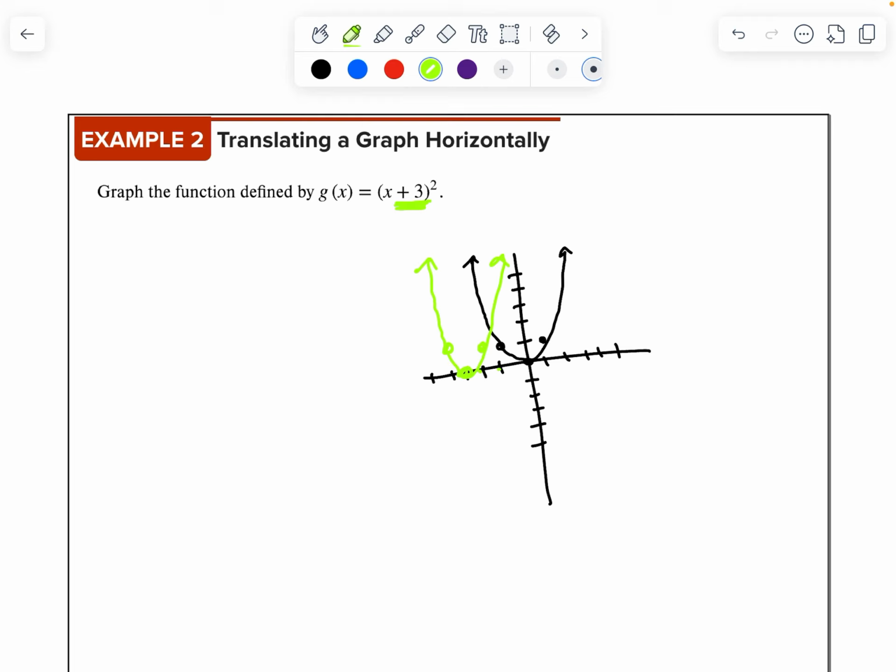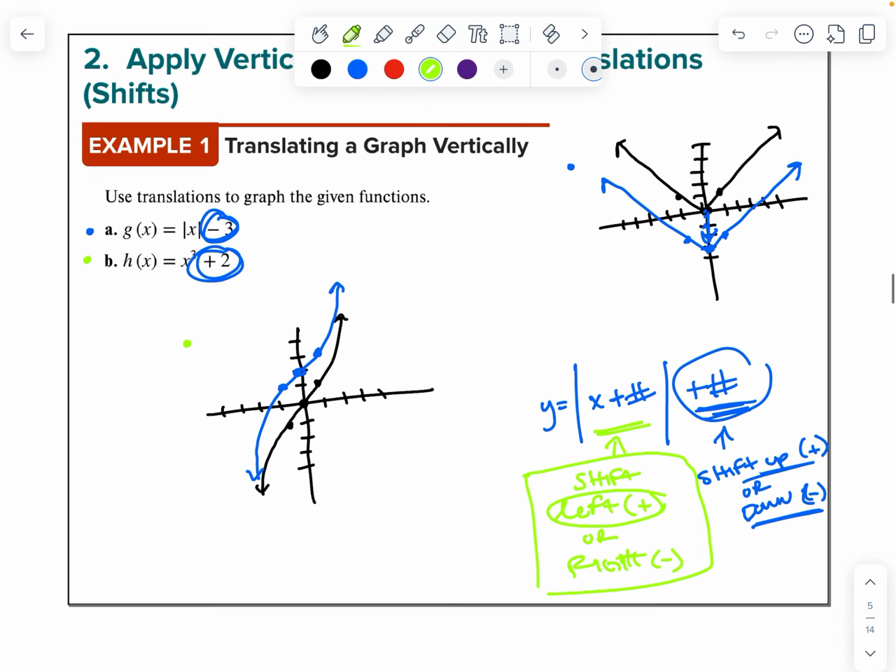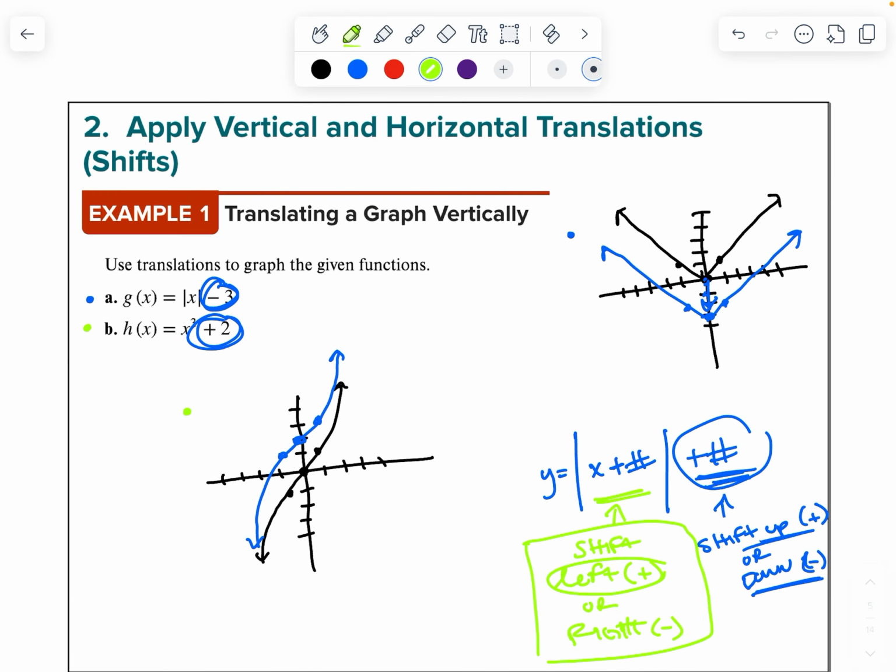And notice that I just took this entire graph and shifted it left 3. I took every single one of those points and shifted them left 3. I should have been noting this as we go, but the colored graph that I'm doing is the one that we're trying to graph. The same thing here. The black ones are the parent functions. The colored ones, the blue ones here, are the actual functions that we were trying to graph initially.